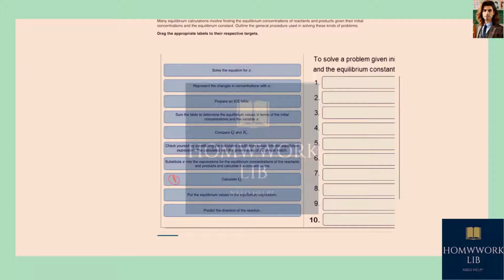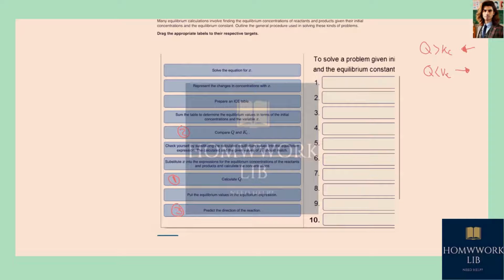Next, in most of these cases, we're going to be given the value for Kc. So we are going to compare Q and Kc. With that, we're going to be able to predict the direction of the reaction. If Q is larger than Kc, the reaction is going to go towards the reagents. And if Q is lower than Kc, then the reaction is going to go towards the products.